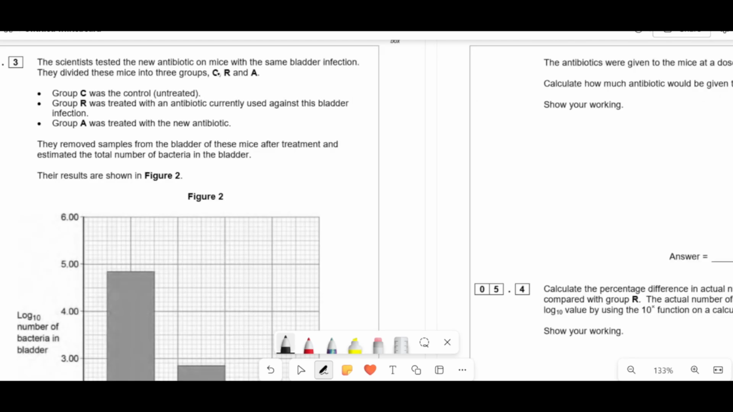The scientists tested these new antibiotics in these 3 mice groups, C, R and A. So C is control, untreated, R is with the current antibiotic, and A is with the new one. Then they removed samples of the bladder of these mice after treatment, and estimated the number of bacteria. So dependent and independent. The independent is going to be your antibiotic, whether you've been given it or not. The dependent is what they are counting, so it is going to be the number of bacteria in the bladder.